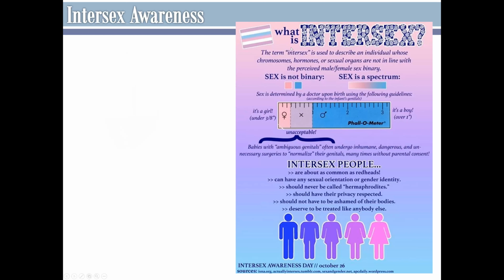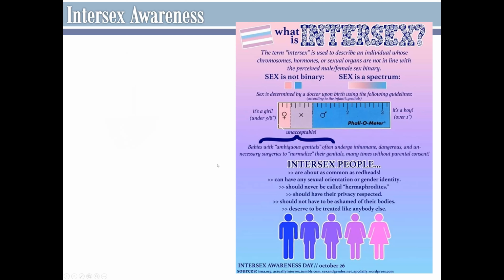So again, intersex is used to describe individuals whose chromosomes, hormones, or sexual organs are not in line with the perceived male-female sex binary. When a baby is born, sex is usually determined by a doctor based on the size that they see. If they look at the genitals and they see a protrusion that is 1 inch or more, they say it's a boy. If it's small, oh, it must be a clitoris, so it's a girl. And if it's anywhere in this range here, babies with ambiguous genitals often undergo inhumane, dangerous, and unnecessary surgeries to normalize their genitals, many times without parental consent, as I discussed in my lecture video.